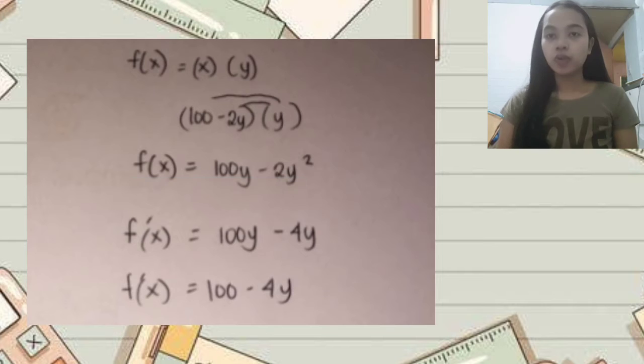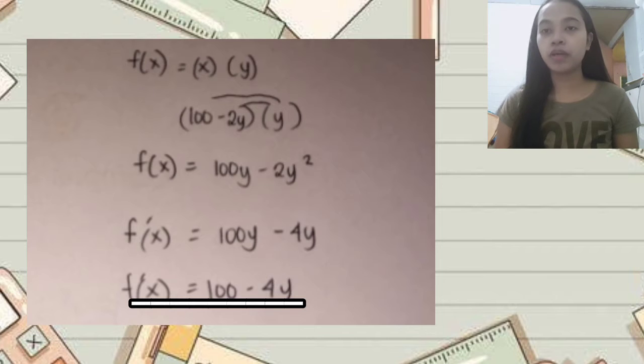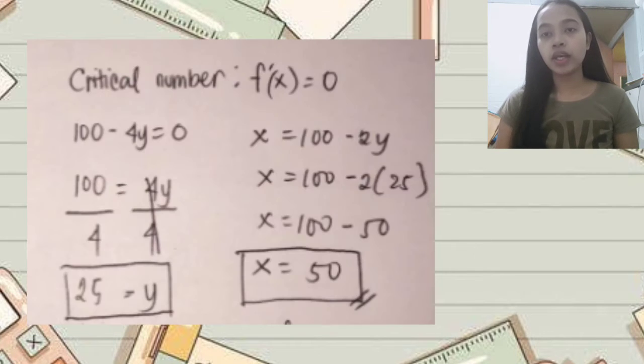And we solve the derivative, which is 100 minus 4y. And then we equate it to 0 to be able for us to get the critical number. So it is 100 minus 4y is equal to 0. So 100 over 4 is equal to 4y over 4. We cancel the 4 at the other side, and then we divide 100 by 4, which is equal to 25. So y is equal to 25.